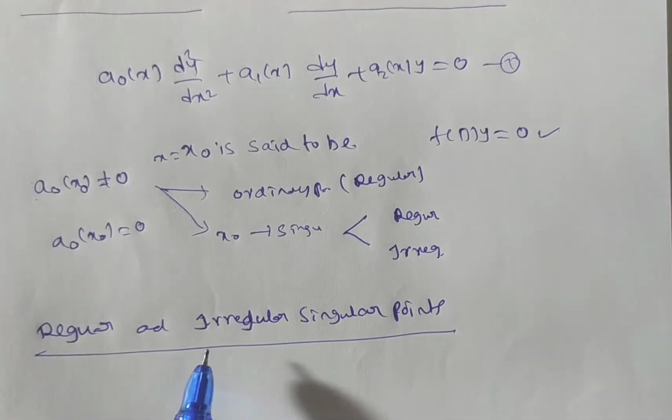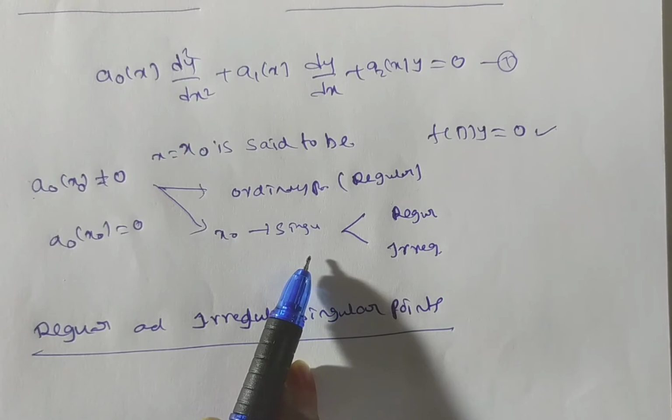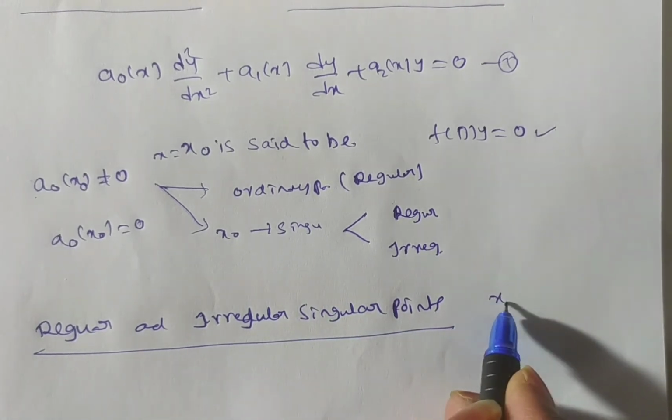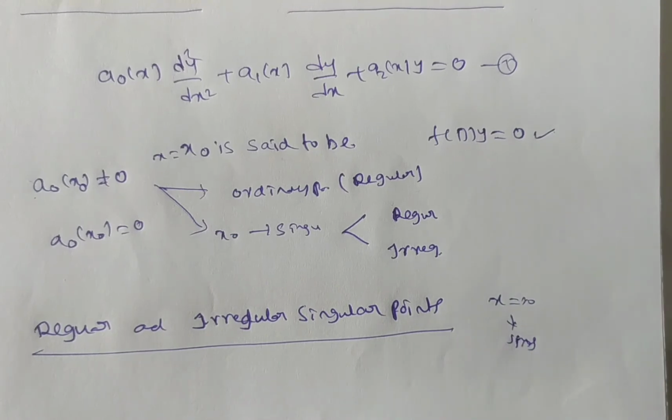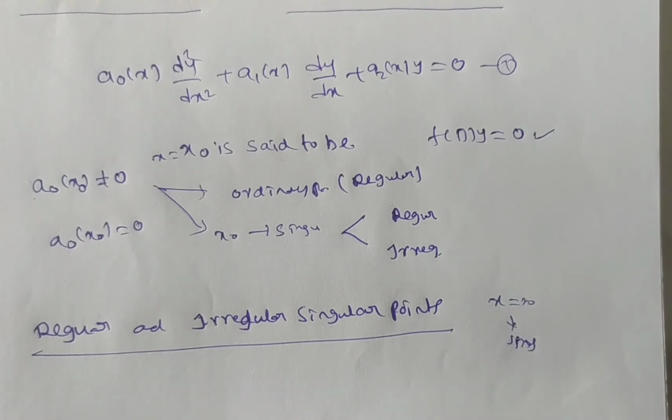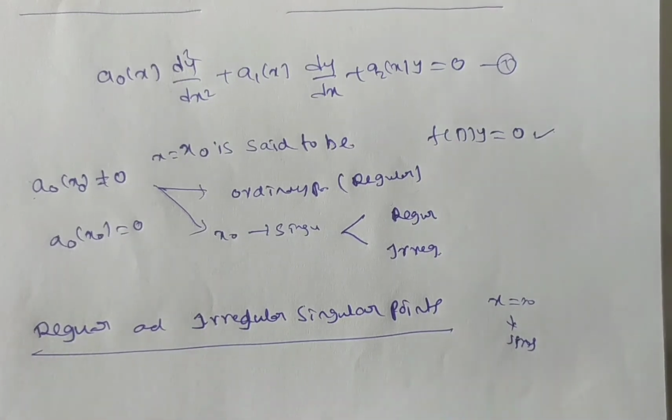Friends, for a regular singular point or irregular singular point, first x equals x0 should be a singular point. If it is singular, then only you can classify it as a regular singular point or irregular singular point. If it is not singular, then obviously it is an ordinary point. So if x0 is a singular point, it should satisfy some conditions, which I will now tell you.